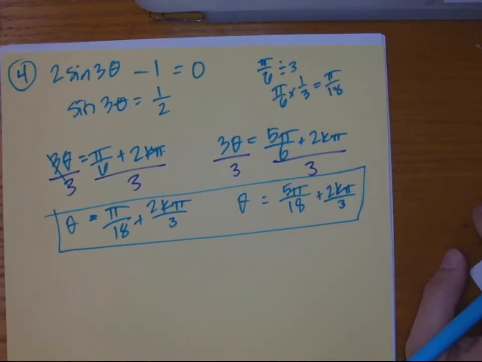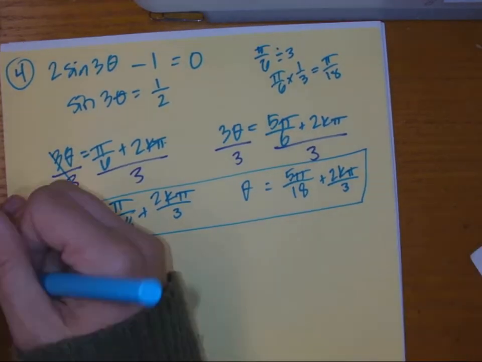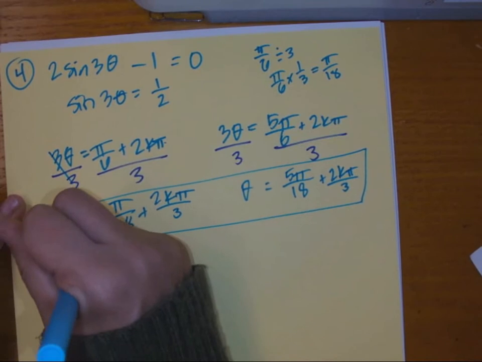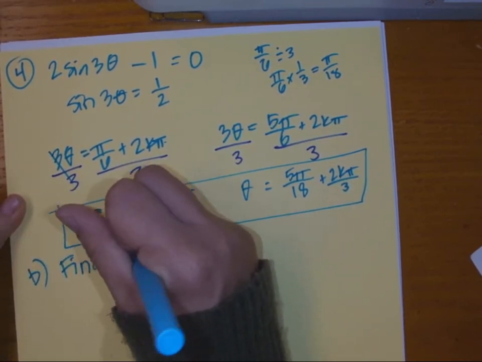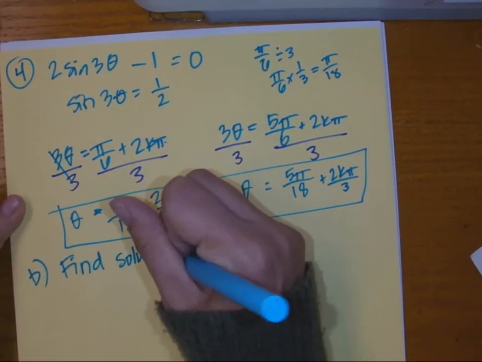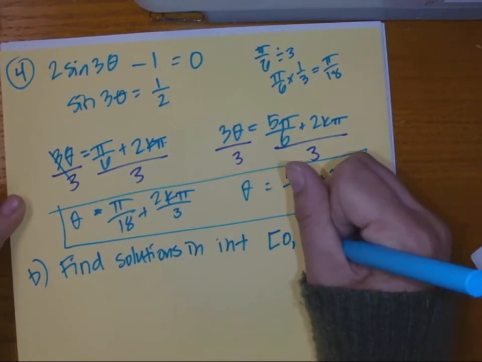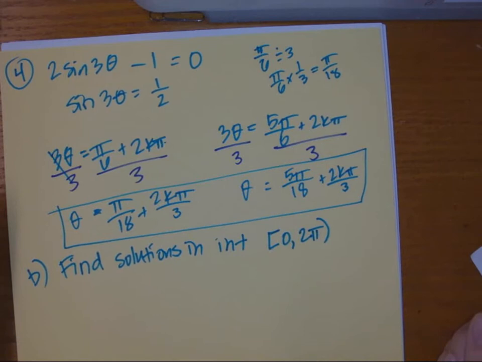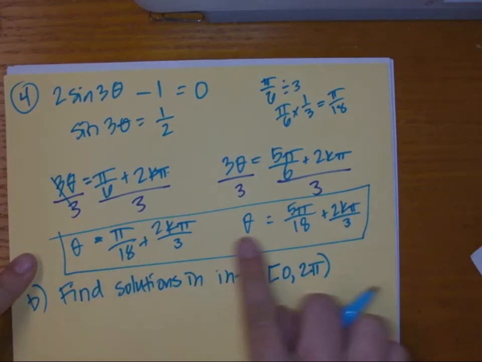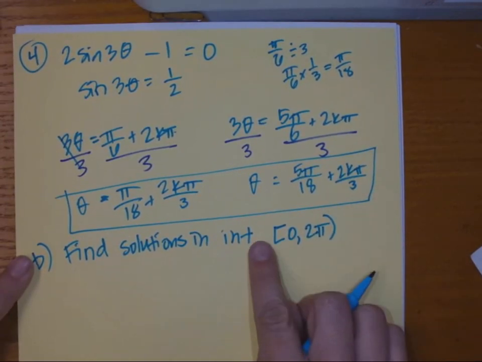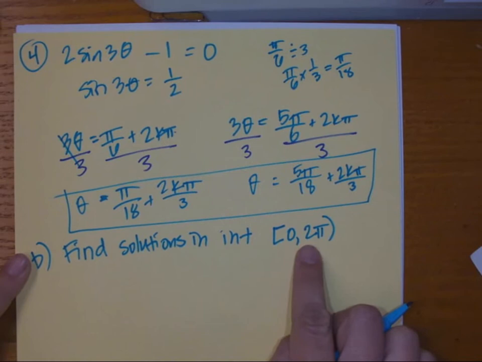Okay. The last thing I do want to show you here for this one is, what if after you got this, what if for part B it said find solutions in the interval 0 to 2 pi. So to find the solutions in the interval 0 to 2 pi, I need to figure out what numbers I need to plug in for k so that I get all my answers out in one period.